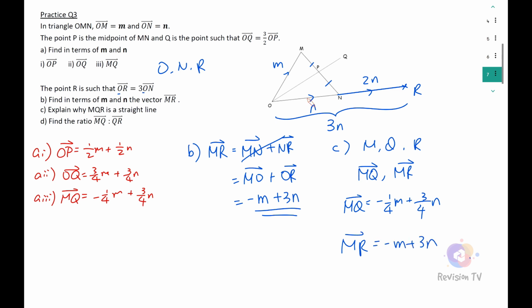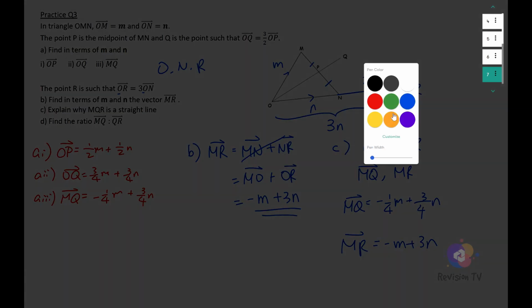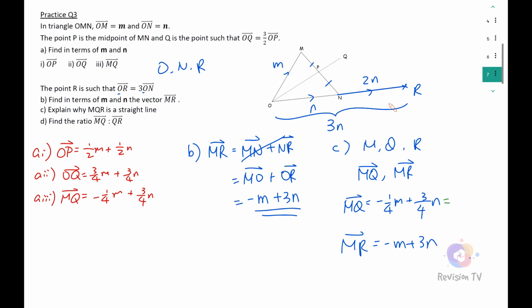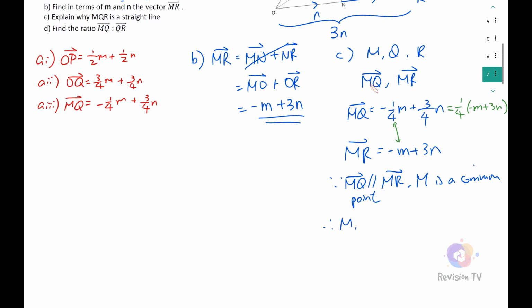Well, if I do a bit of factorizing for the MQ, now compare the coefficients. There's no quarter in there, so if I factorize a quarter, that'll give me minus M plus 3N, because a quarter times minus 1M is minus 1/4 M, and a quarter times 3 is 3/4. So we can say, therefore, because MQ is parallel to MR and M is a common point, M, Q, and R form a straight line.